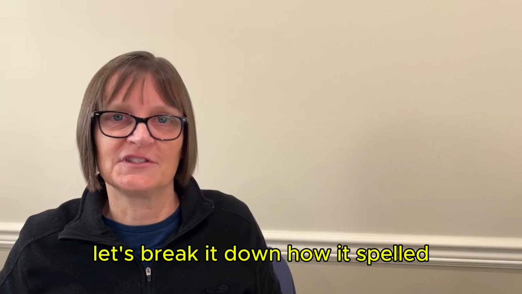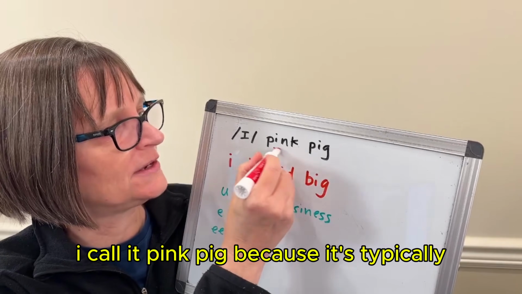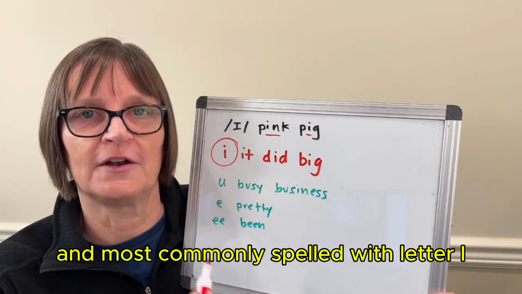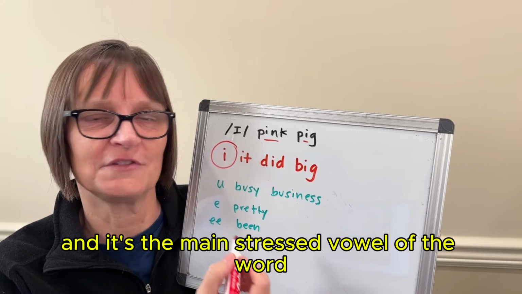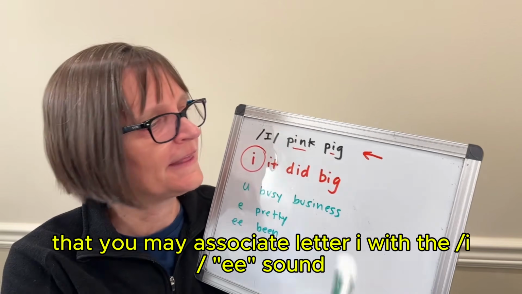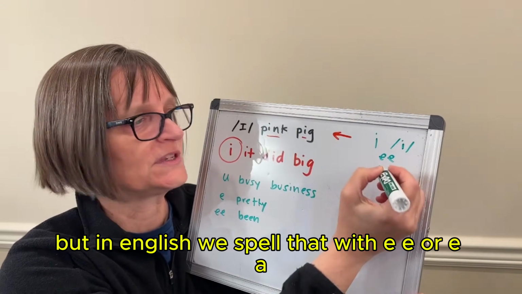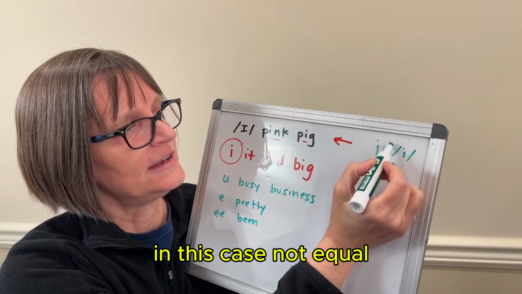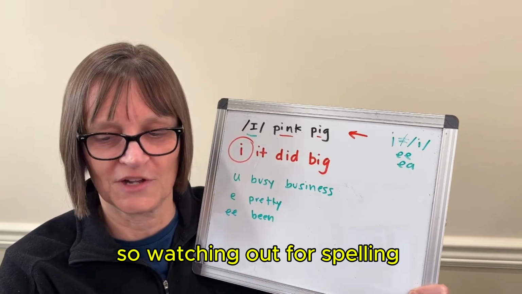Let's break it down: how it's spelled, accent error patterns to watch out for, etc. As I mentioned, I call it pink pig because it's typically and most commonly spelled with letter I. About 95% of the time, if you see letter I and it's the main stressed vowel of the word, it's going to be this I sound. So that's the first thing to watch out for, that you may associate letter I with the E sound, but in English we spell that with EE or EA. So in this case it's not equal. Letter I usually says I rather than E, so watch out for spelling.